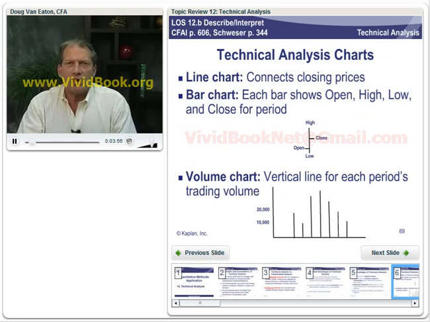A bar chart, for each bar, as it shows on the slide here, shows the high, the low, and the close for the period. Now these can be daily, weekly, 10 trading days, whatever period the analyst wants to use. But you see a lot of information is right in there, the open, the close, whether the close was higher than the open, and where they are in relation to the high and low for the trading day or other trading period. A volume chart underneath that usually will show the volume for the period that we're looking at. So with a daily chart, we'd have daily bars, and then we'd also have the daily trading volume down below.